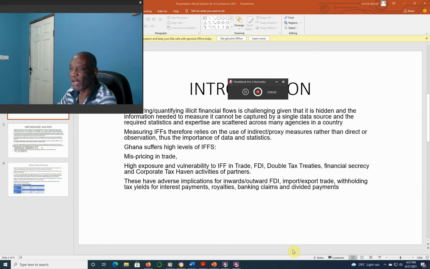Ghana suffers high levels of illicit financial flows: mispricing in trade, import and export, high exposure and vulnerability to IFFs in trade, foreign direct investment, double taxation treaties, financial secrecy, and corporate tax haven activities of partners. These have adverse implications for inward and outward direct investment, import-export trade, withholding tax yields for interest payments, royalties, banking claims, and dividend payments.